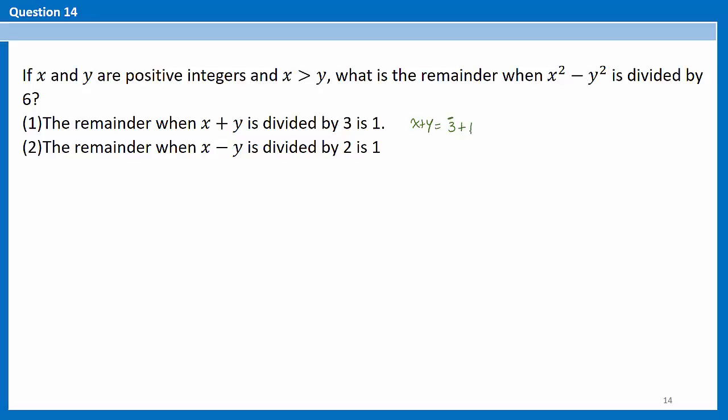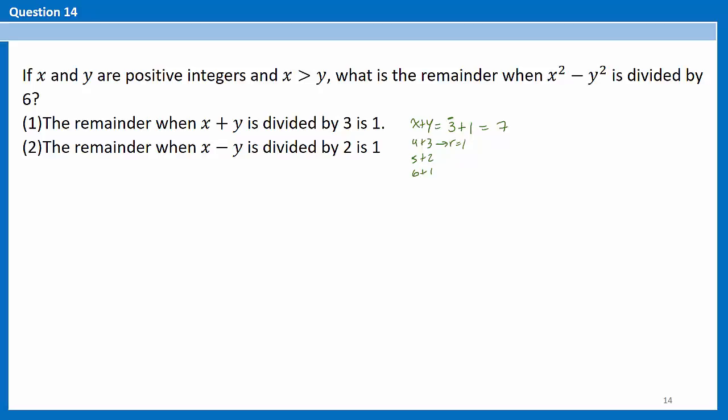Now, only using this statement, x and y can take many values. For example, a multiple of 3 plus 1 would be 6 plus 1, 7. I could say that it's 4 plus 3, or 5 plus 2, or 6 plus 1. If I use 4 and 3, 16 minus 9 gives me 7. Divided by 6, the remainder is 1.